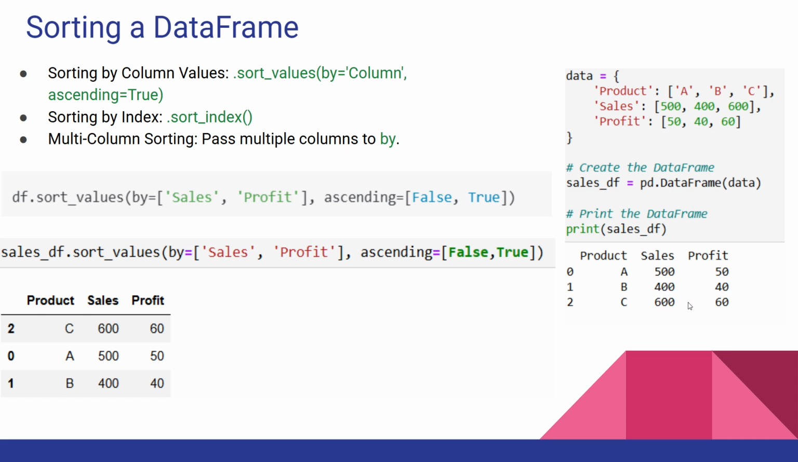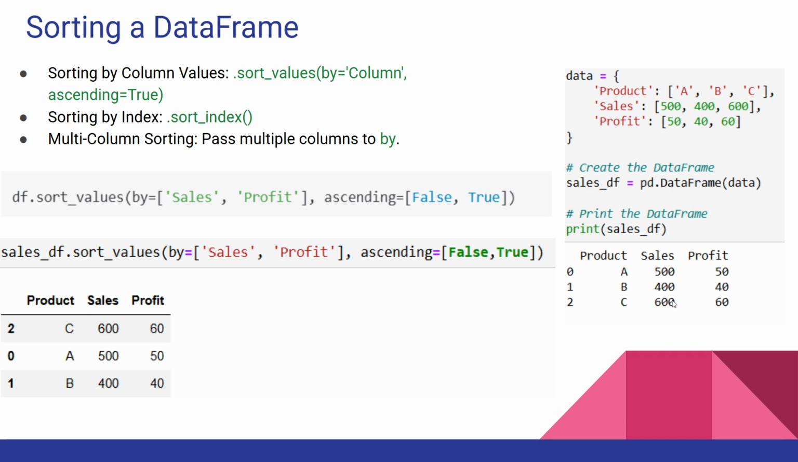If you see the example here, right, your 500, 400, 600 is becoming, on sales, 600, and associated with 600 your profit is 60. Then it is actually going on to the next one, that is 500, right? And 500 is 50. The next one is 400.